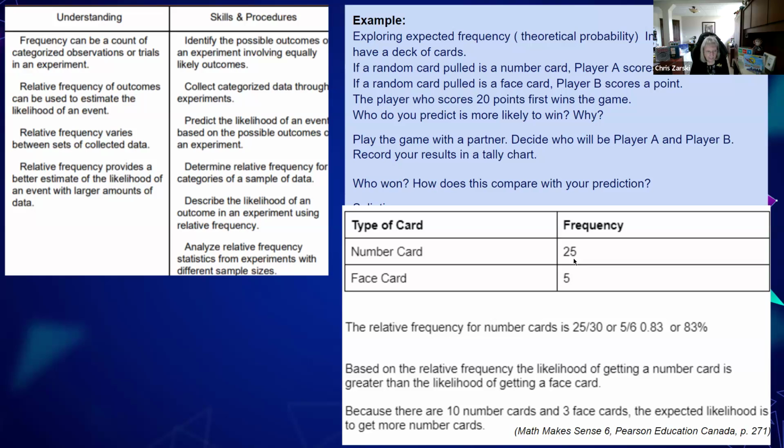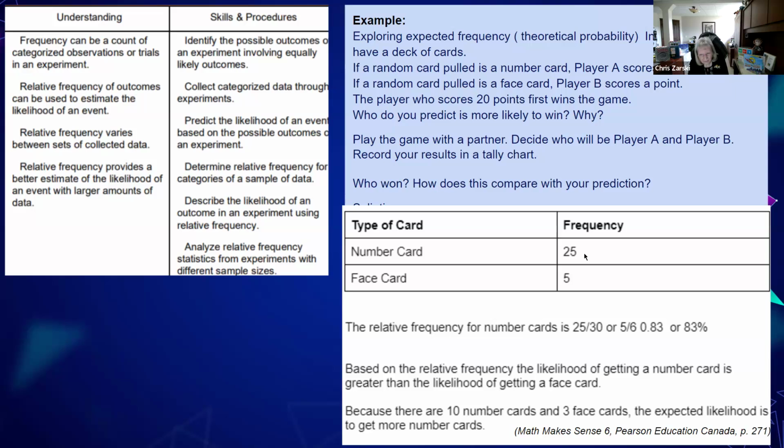And what happened was they had 25 out of a possible 30 that turned out to be numbered cards, and only 5 turned out to be face cards. So relative frequency, let's look at the relative frequency of the numbered cards. What was the probability given the 30 that we had? 0.83, or 83%, came out to be a numbered card.